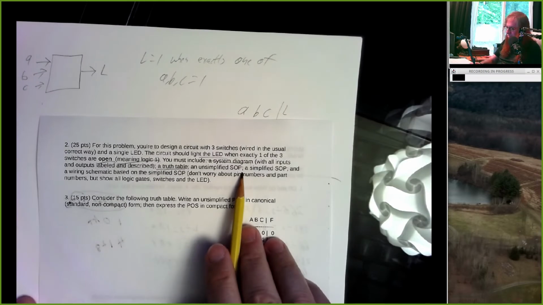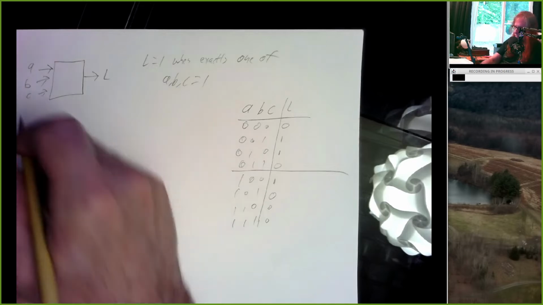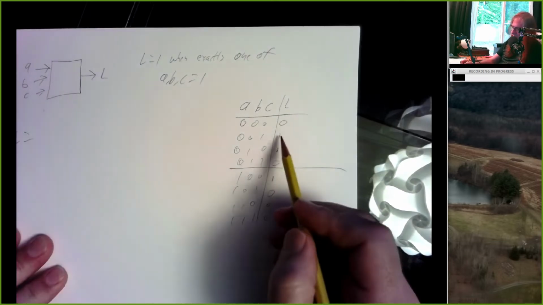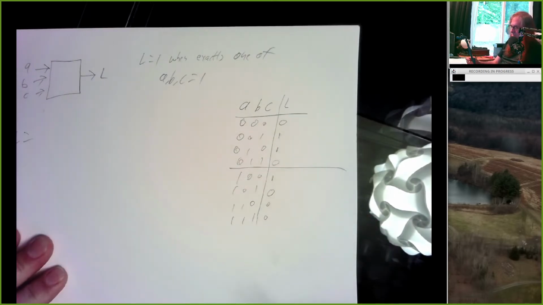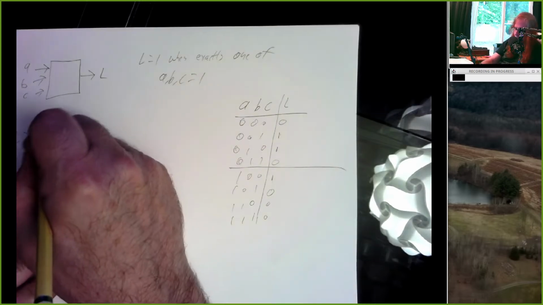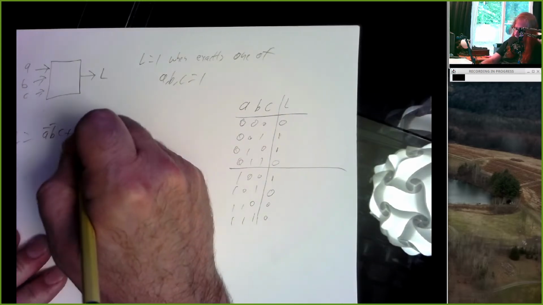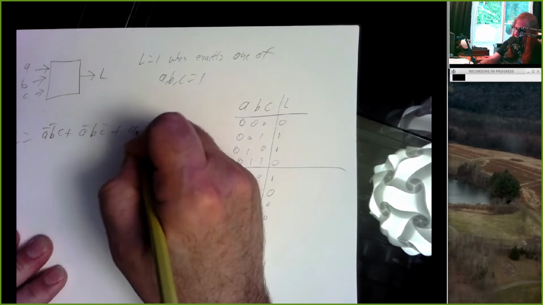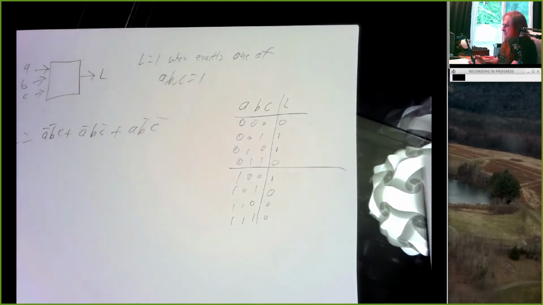And then an unsimplified sum of products. So L equals, and just write down your equations where your output is equal to 1. So A bar, B bar, C, or A bar, B, C bar, or A, B bar, C bar.